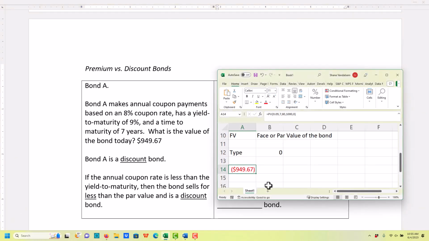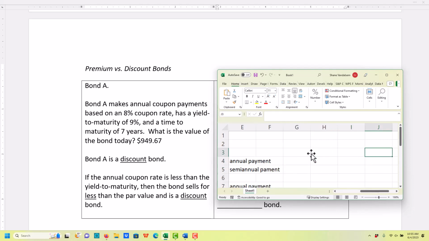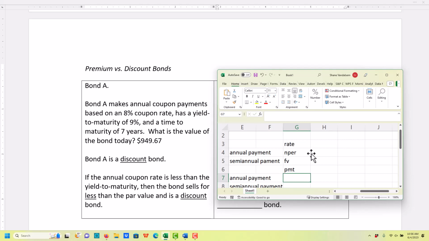So let's go over here. I'm going to set up a little section where we can just put the inputs in for the bond to get the value today. So let's go ahead and do that. My inputs are rate, number of periods, future value, payment, and the function should take care of that for me.